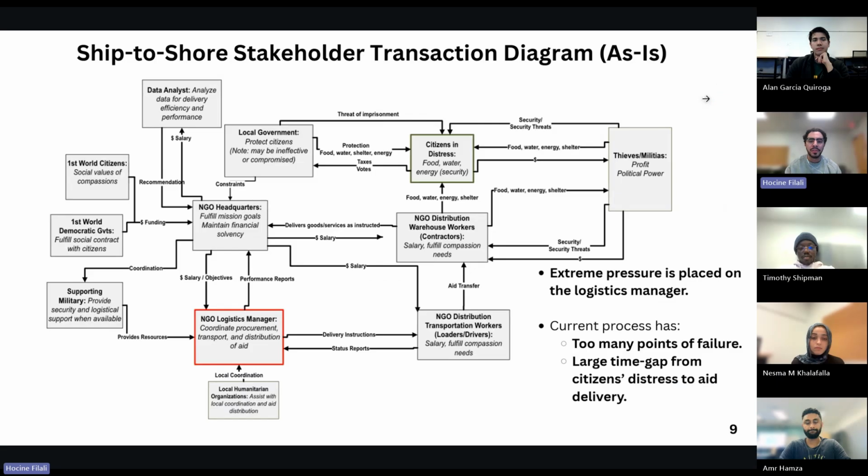And here's our ship-to-shore stakeholder transaction diagram for the as-is process. The main takeaway here is that the NGO logistics manager has extreme pressure placed on them due to multiple contradicting and competing constraints and requirements from all the other actors. Additionally, there are too many points of failure in this process, and there is a large time gap between citizens showing distress and aid being delivered.